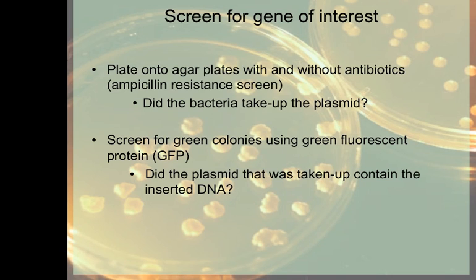If E. coli has taken up the plasmid, it will glow under a black light. We screen the E. coli for these two traits, and we decide if we have successfully engineered the DNA of the bacteria or not.